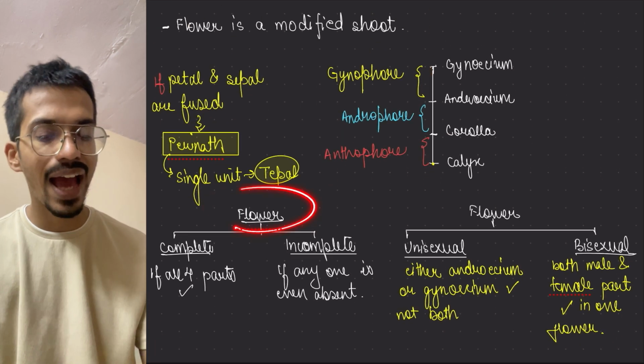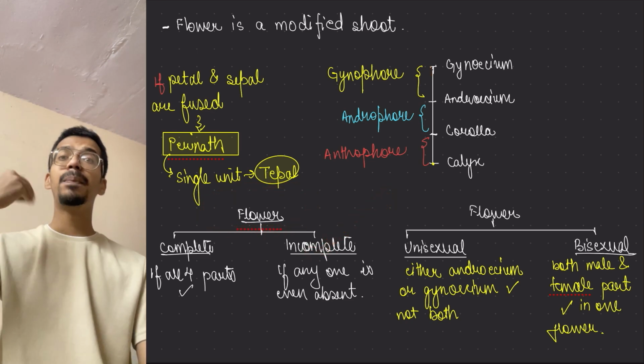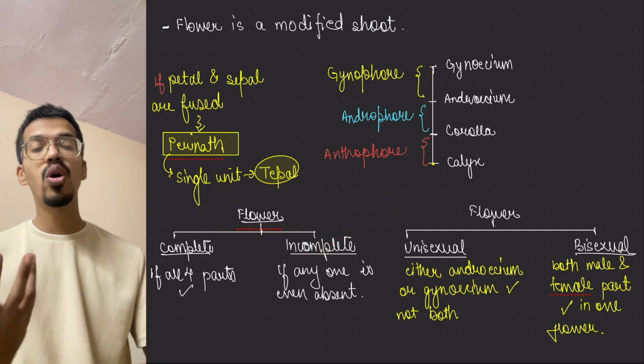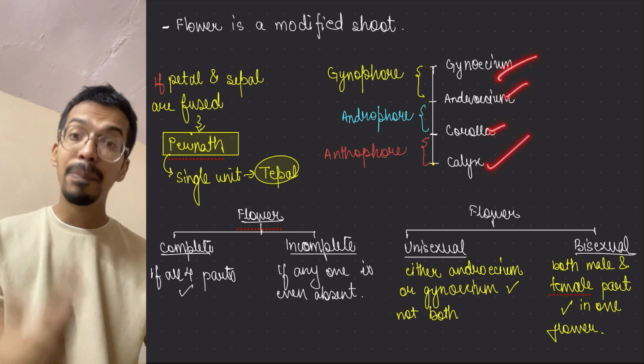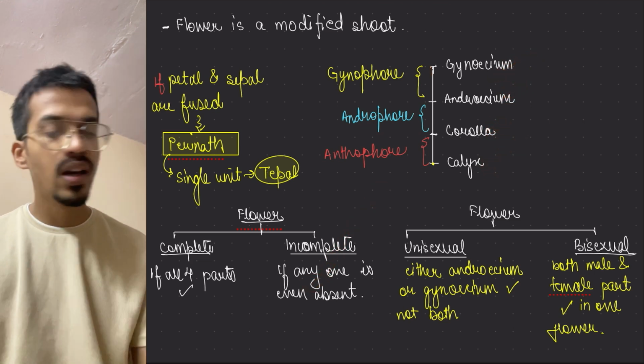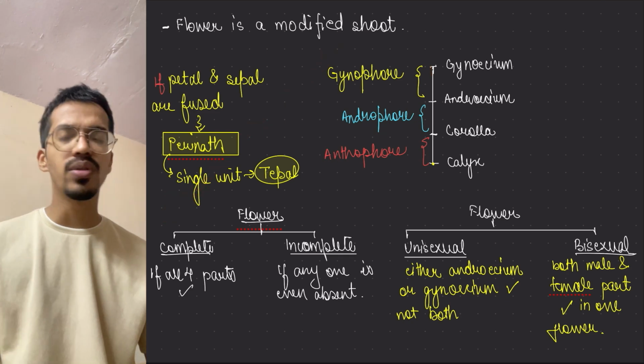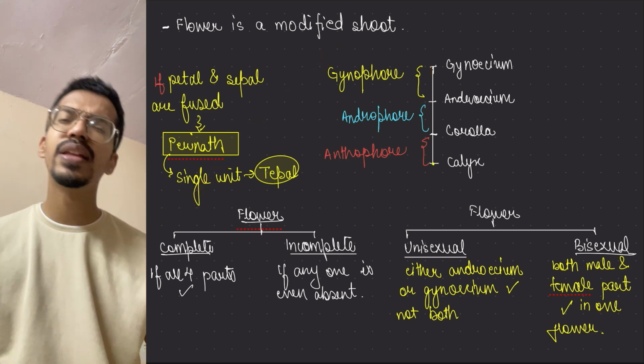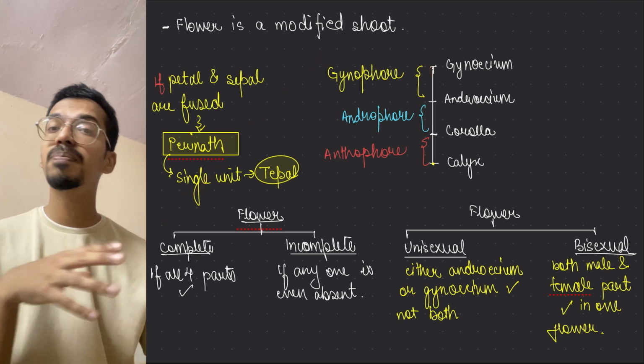Then the flower can be complete or incomplete. A complete flower is that flower which has all these four parts present. But if even a single part is absent, we call it an incomplete flower. This is a complete flower because it is fused together, it's not that it's not present. But there are certain flowers where a certain part is not present.